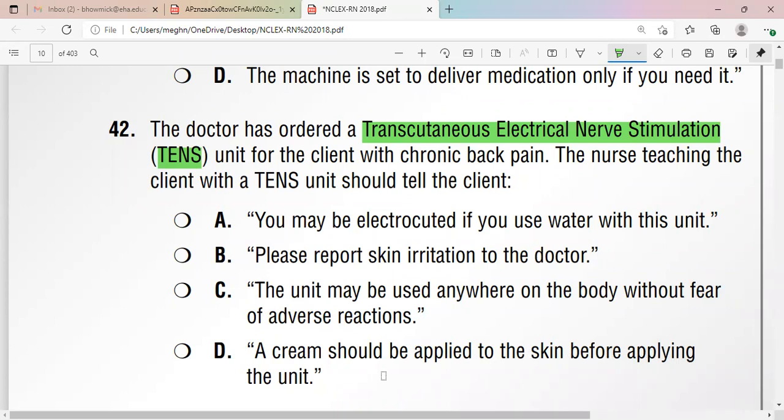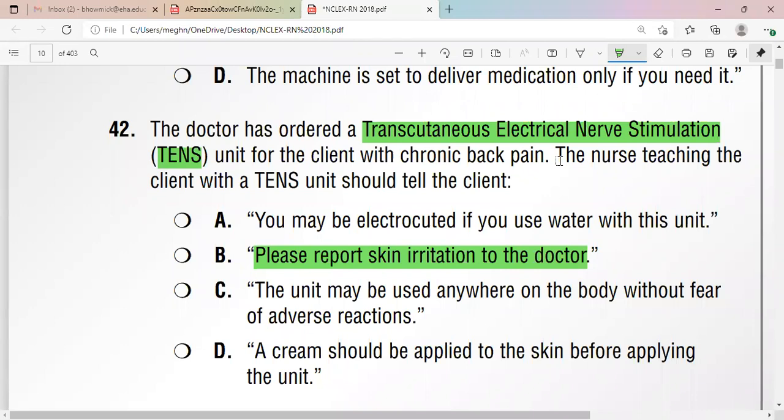So the correct answer is B, right? Please report the skin irritation to the doctor. Skin irritations can occur if the TENS, transcutaneous electrical nerve stimulation unit, is used for a prolonged period of time. To prevent the skin irritations, the client should change the locations of the electrodes often.